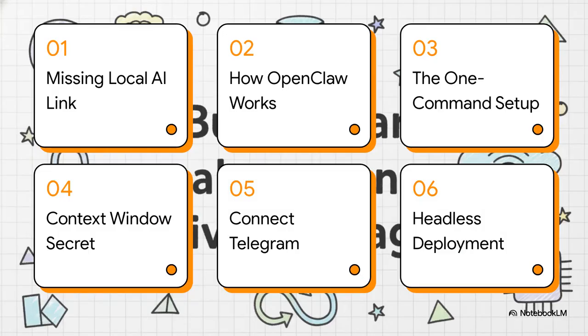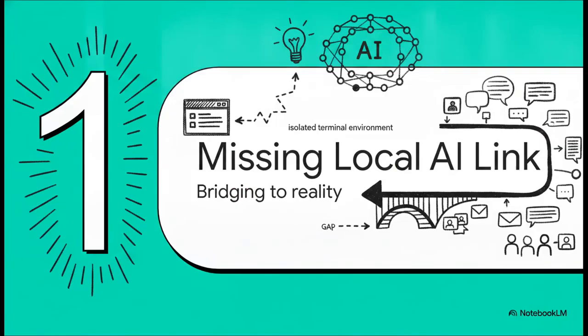Okay, let's dive straight into our roadmap for today. We'll cover: 1. The missing local AI link, 2. How OpenClaw actually works, 3. The one-command setup, 4. The context window secret, 5. Connecting your Telegram assistant, and finally, 6. Going headless and troubleshooting.